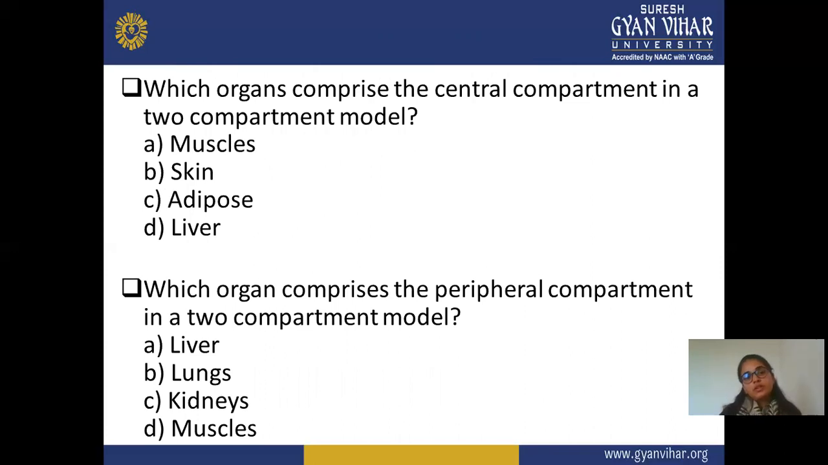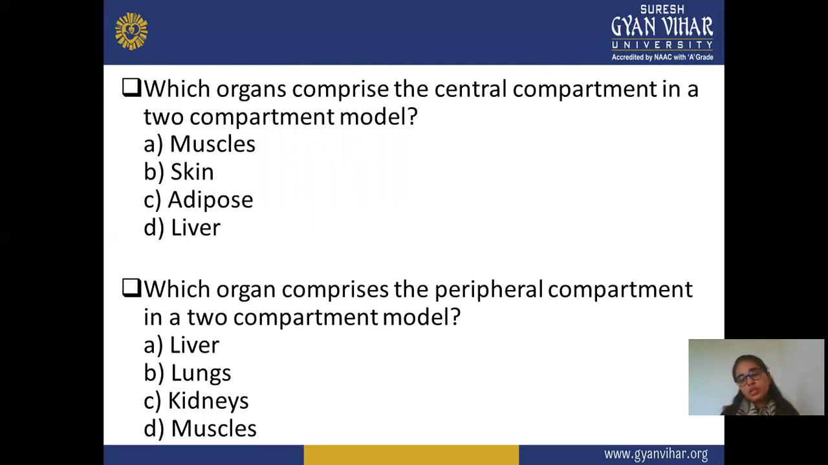Next question is: which organ comprises the central compartment in the two-compartmental model? It's a very simple question. We already checked the different organs and tissues involved in the central as well as the peripheral compartment. I'll give one hint: in the central compartment, highly perfused tissues and organs are involved. In the peripheral compartment, just the opposite, slowly perfused tissues and organs. So you can easily answer both the first and second questions because this topic is already covered in great detail. So, which organ comprises the central compartment in the two-compartmental model?